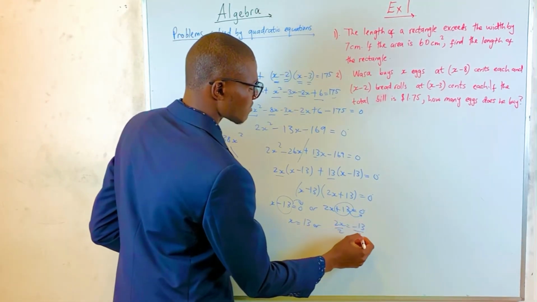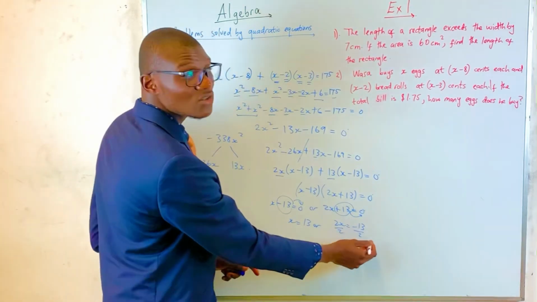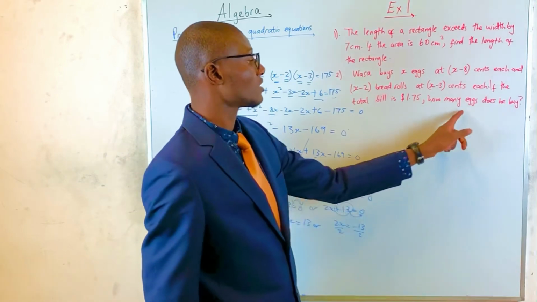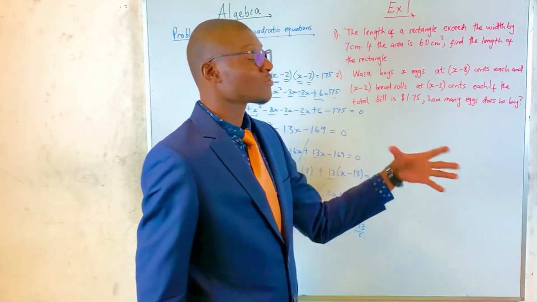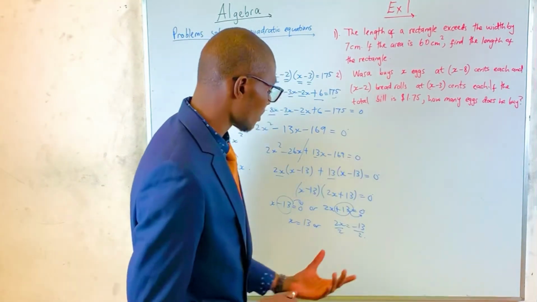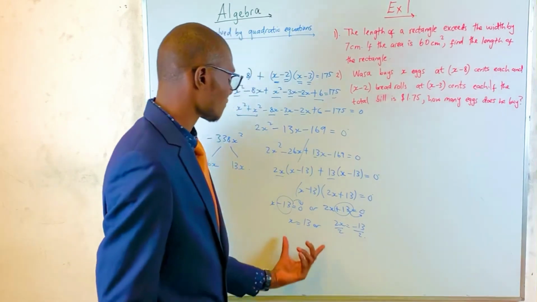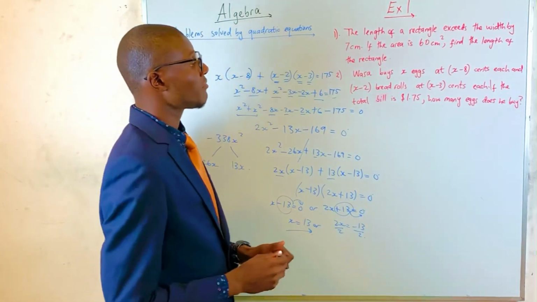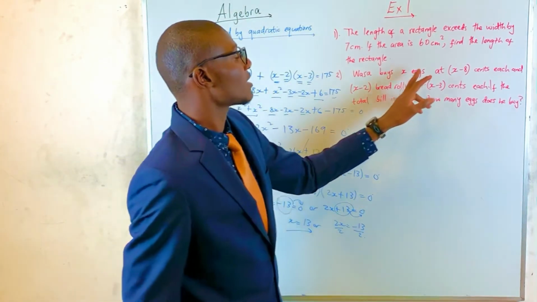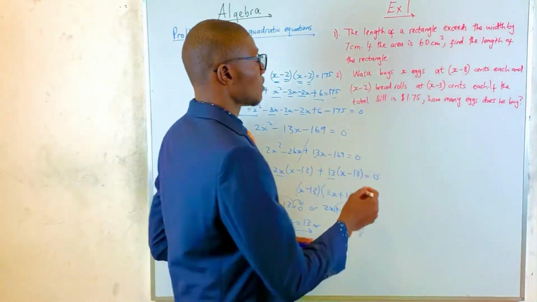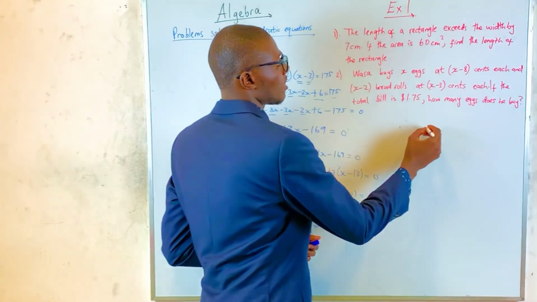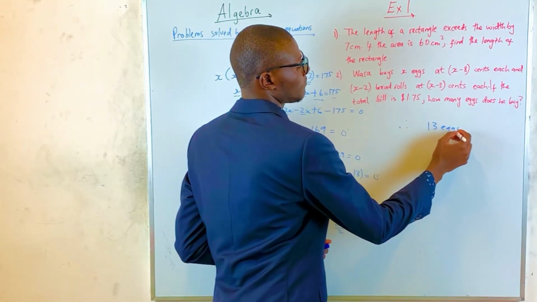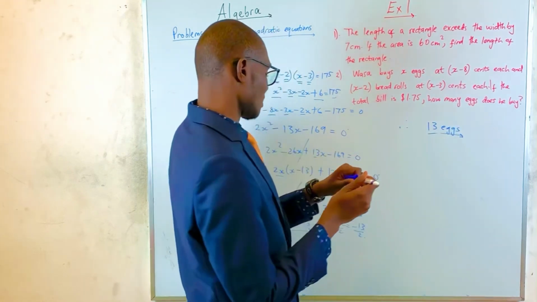Dividing both sides by 2, x will give us a negative result, but we can't get a negative result when we need the number of eggs. So we discard that solution and we take x to be equal to 13. Remember, x is the number of eggs that we want. So this implies that Wasa got 13 eggs. This is the solution that we need.